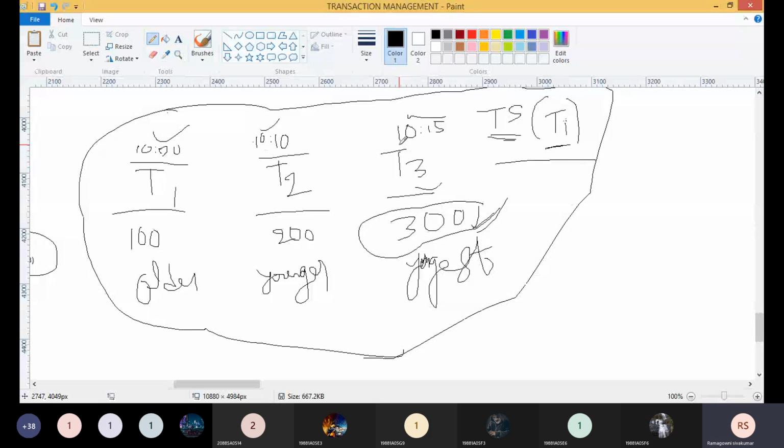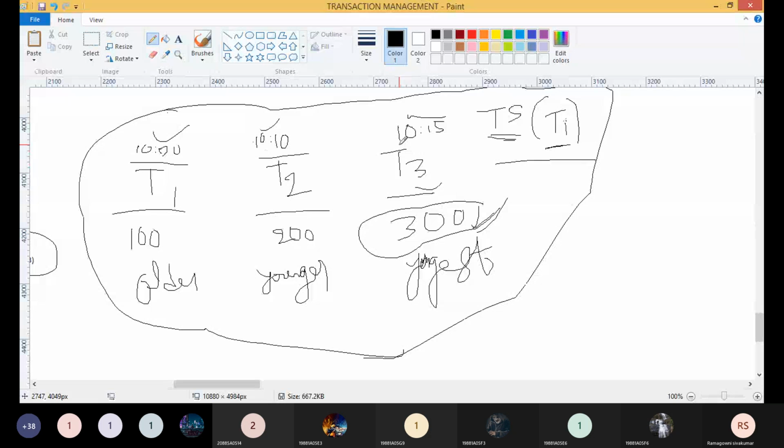That is the transaction T2 I have done. The values are 200, 50, 100. Now, if the value is what? 300. We can consider it as 300.